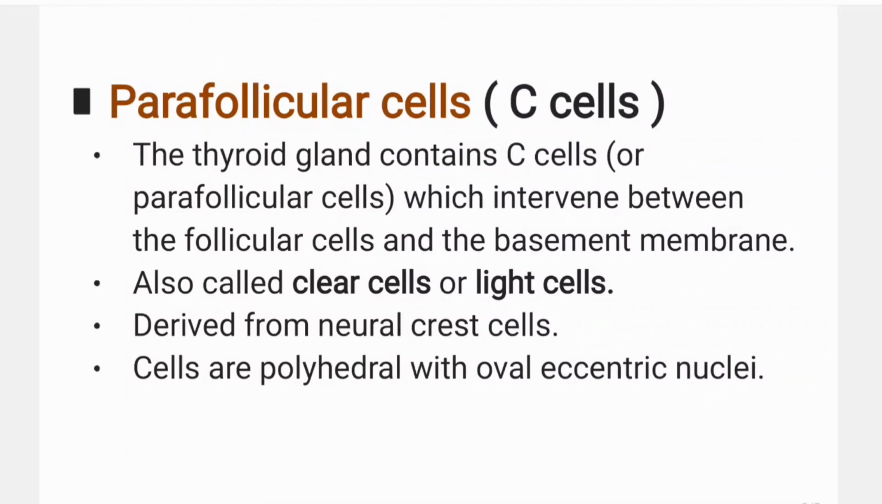The parafollicular cells are also called C cells. The thyroid gland contains the C cells or parafollicular cells, which intervene between the follicular cells and the basement membrane. They are also called clear cells or light cells. They are derived from the neural crest cells, which is a very important thing to remember. Now these cells are polyhedral with oval eccentric nuclei.